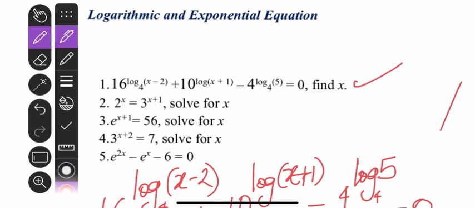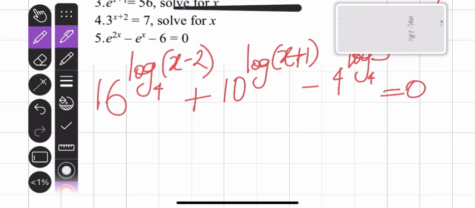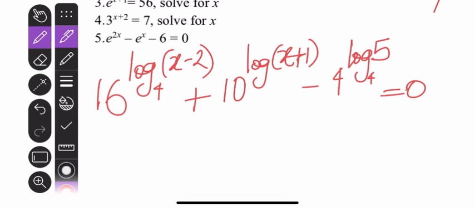I will be solving question 1, this logarithmic and exponential equation. We have 16 raised to the power of log (x minus 2) base 4 plus 10 log (x plus 1) minus 4 log 5 base 4. So we have to find x. That's the objective: to find this x.